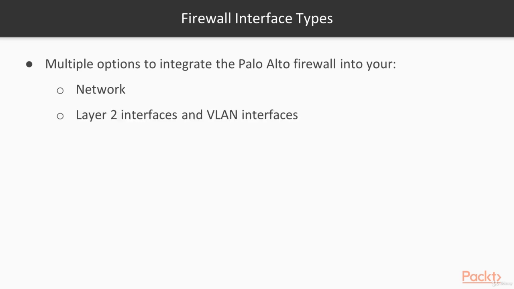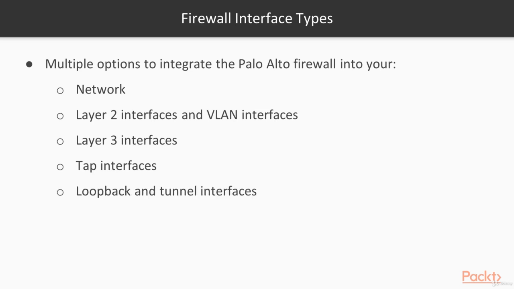We're going to take a look at doing layer 3 interfaces, tap interfaces, loopback and tunnel interfaces, and finally, when we're ready to do HA pairing, meaning that we're going to have two firewalls in a cluster setup, we're going to make some high availability interfaces as well. Okay, so let's get started with layer 2 and we'll go from there.